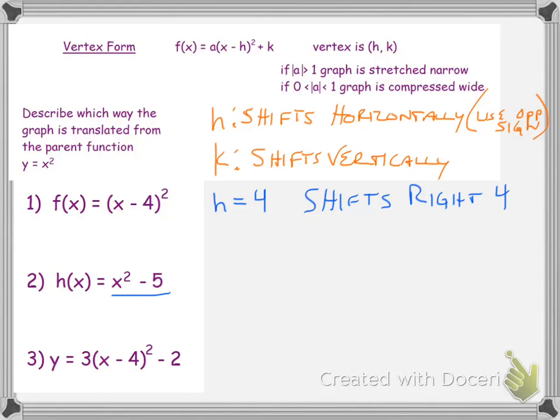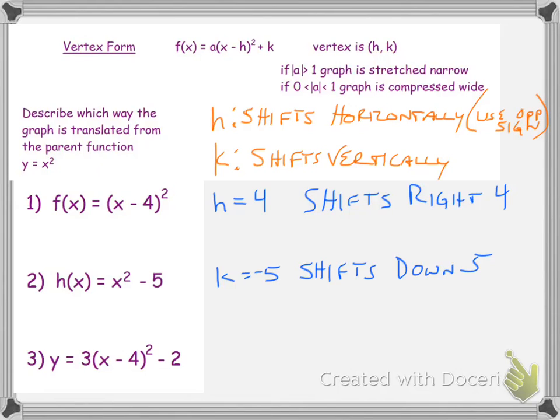In this second one, that 5 is really my k. And the k is negative 5. I don't change the sign of that one. And the k shifts it vertically, so what that means is this one's going to shift down 5.